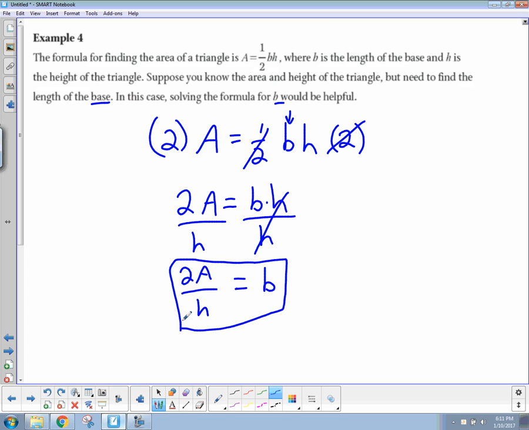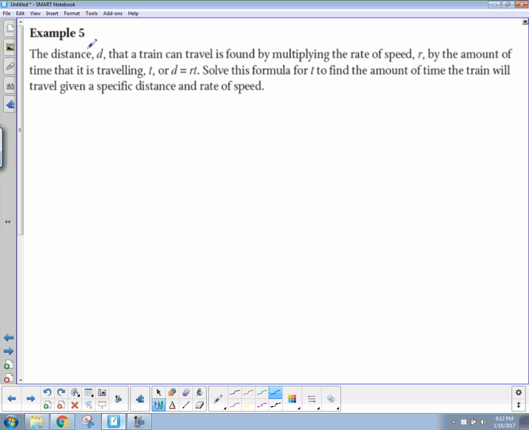Example 5, distance D that a train can travel is found by multiplying the rate of speed R by the amount of time that it is traveling, T, or D equals RT. Solve the formula for T to find the amount of time the train will travel given a specific distance and rate of speed. So, solving for T. Just like I said earlier, when letters are next to each other, they're multiplying. We're solving for T. So I need to get rid of the R, so I'm going to divide both sides by R. Boom. D divided by R. This is a T.